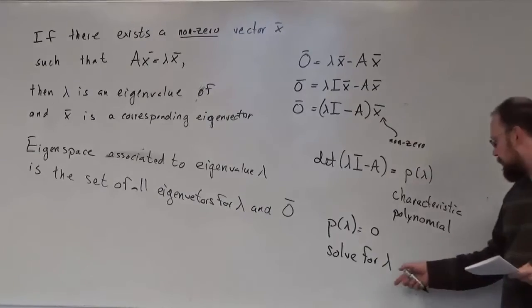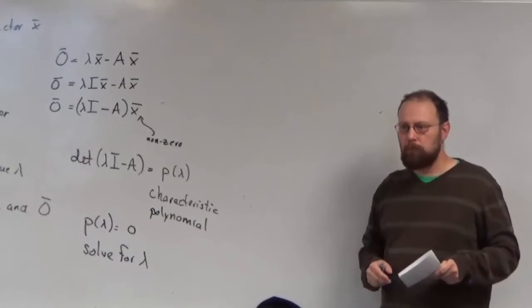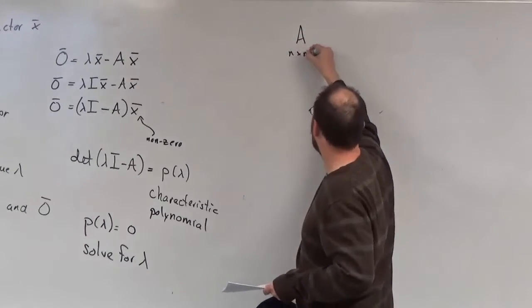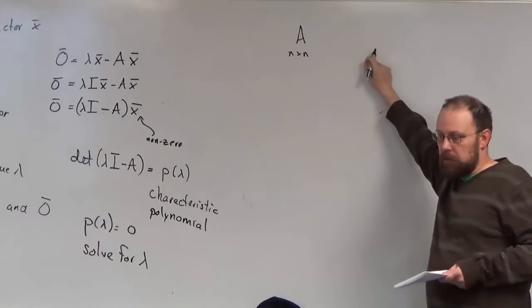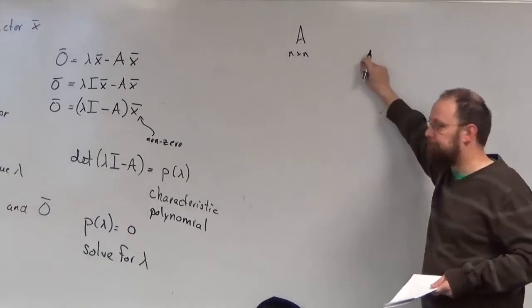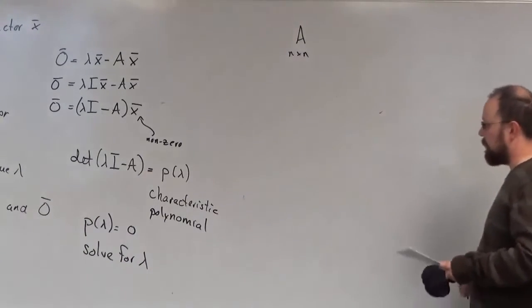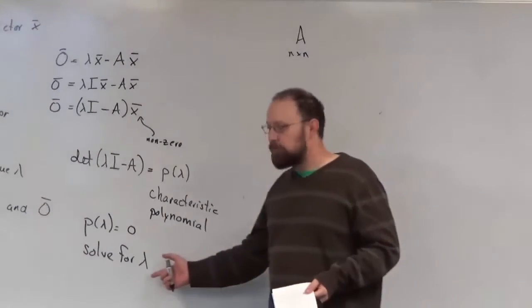So how many eigenvalues are you going to have? If you have an n by n square matrix, what's the greatest number of eigenvalues you could have? n. But you could have less, right? And will your eigenvalues necessarily be real numbers? No. When we get a polynomial, we're not guaranteed real roots, right?